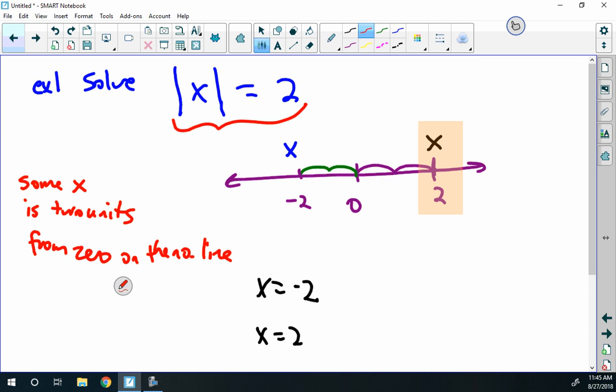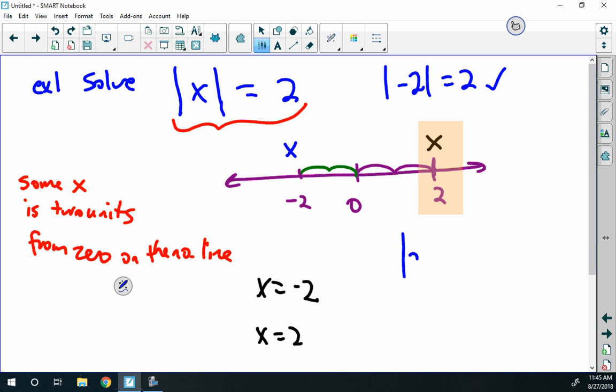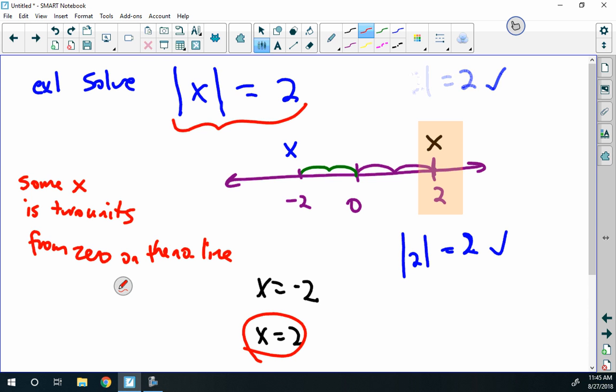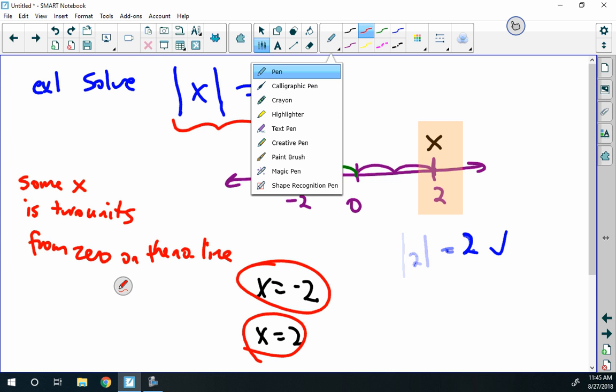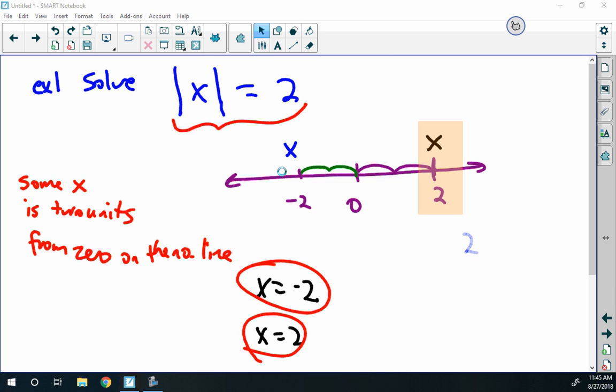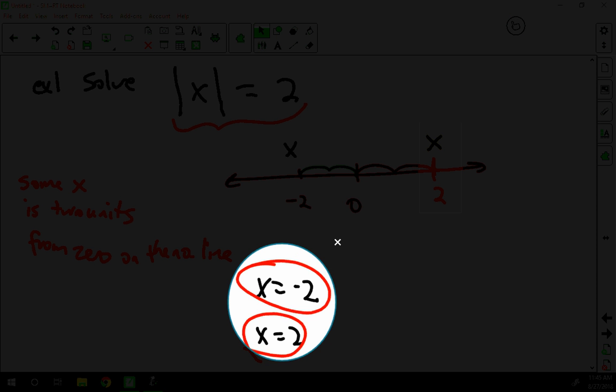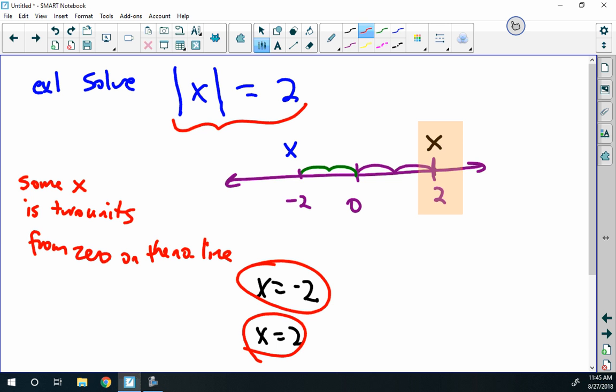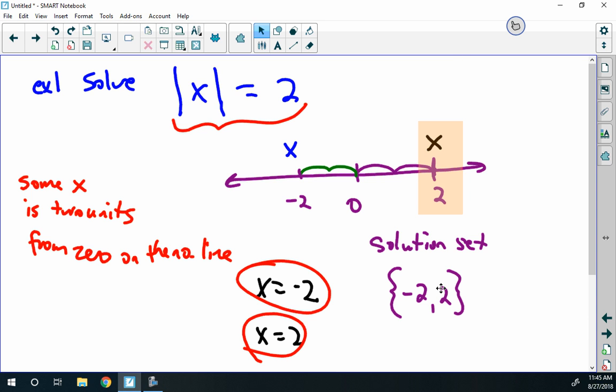So let's ask ourselves a couple of questions. Self, is the absolute value of negative 2 equal to 2? Sure it is. Self, is the absolute value of 2 equal to 2? Sure it is. So the point here is that both of these are our answers. Our solution set is comprised of negative 2 and positive 2. We'll talk more this week about set notation, but in set notation we'd say the solution set contains negative 2 and positive 2. That's my solution set. So there's more than one answer.